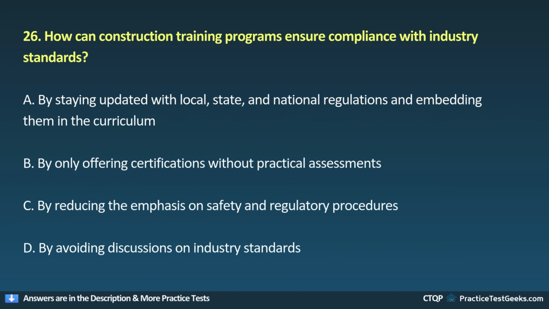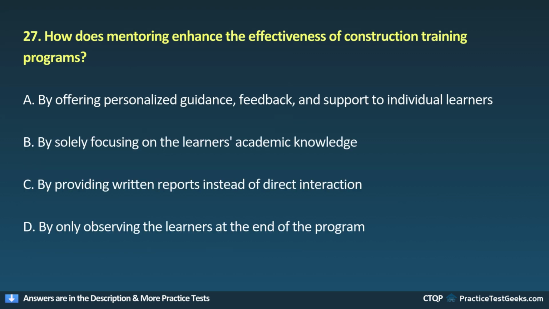26. How can construction training programs ensure compliance with industry standards? A. By staying updated with local, state, and national regulations and embedding them in the curriculum. B. By only offering certifications without practical assessments. C. By reducing the emphasis upon safety and regulatory procedures. D. By avoiding discussions on industry standards.